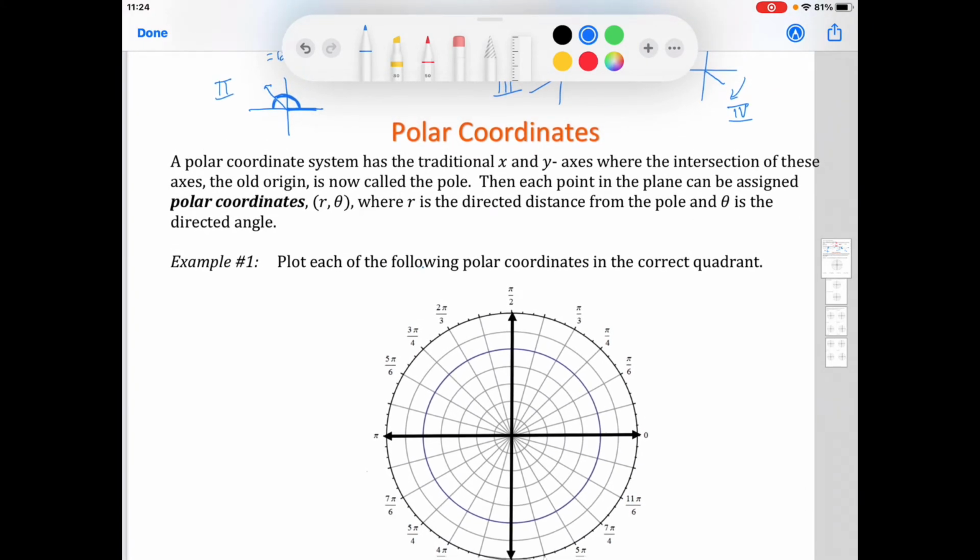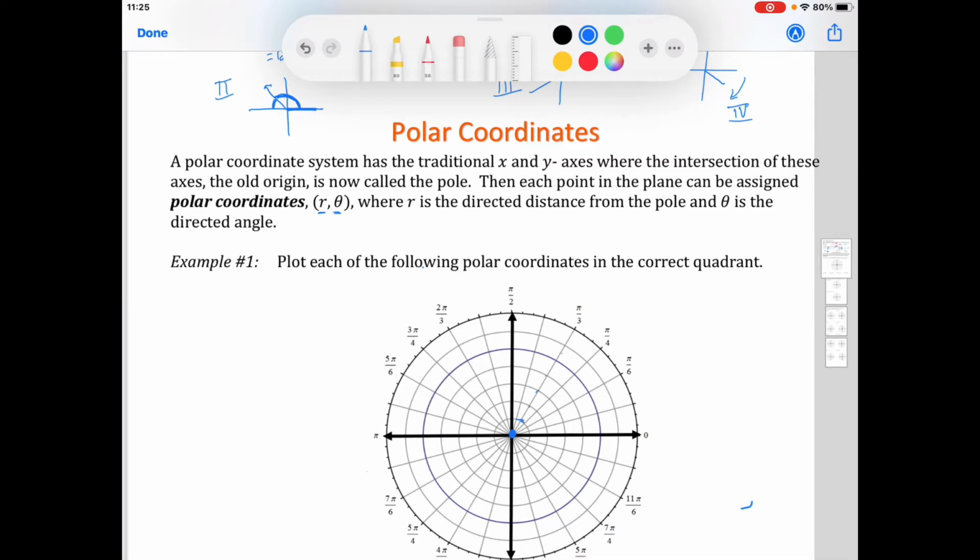Okay, so now polar coordinates. What are polar coordinates? Let's read about it and then I'll explain. A polar coordinate system has the traditional x and y axis, which you see here. That's your y axis and that's your x axis, right? The intersection of these axes, the old origin, is now called the pole. Each point on the plane can be assigned polar coordinates r, comma, theta. Remember, alphabetically r comes first, so r, comma, theta. Theta is basically your angle and r is basically how far out you are from the pole.